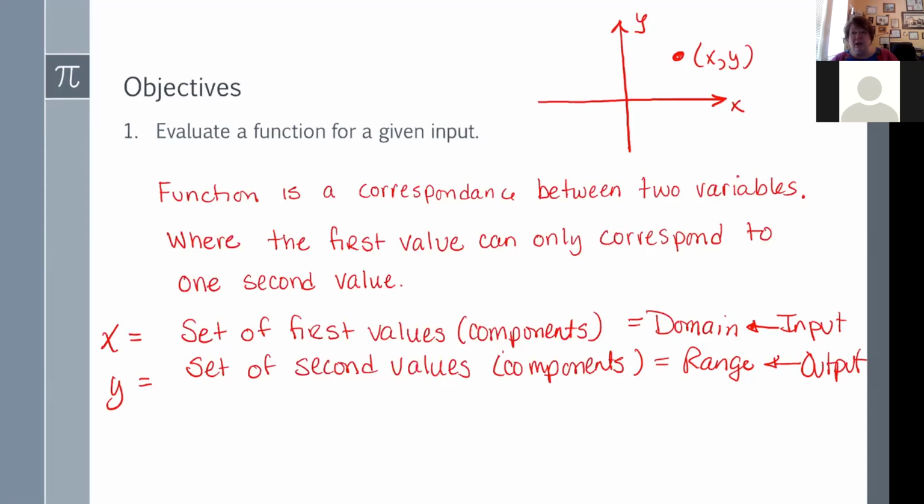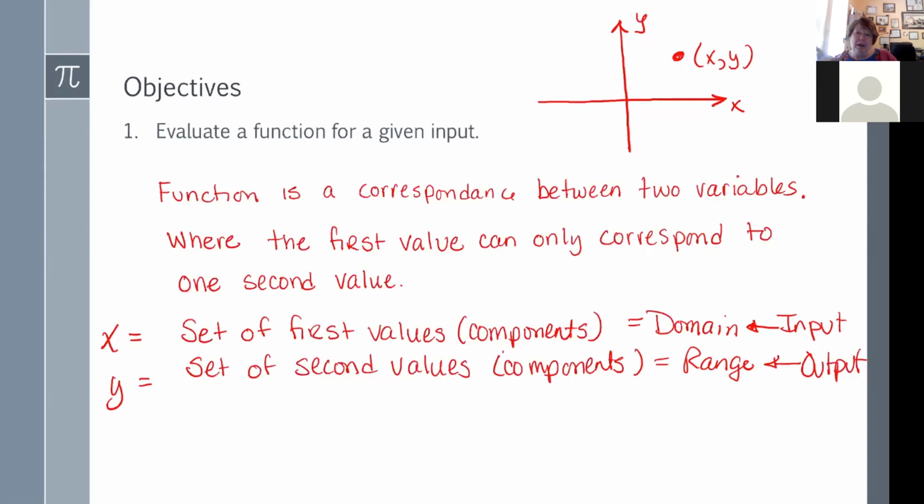So that's what a function is. A function is just a way of defining a correspondence between two variables. That's all it is. And with that one caveat, you can't have one input going to two different outputs. One input has to go to exactly one output. It can't go to more than one. So that's what a function is.